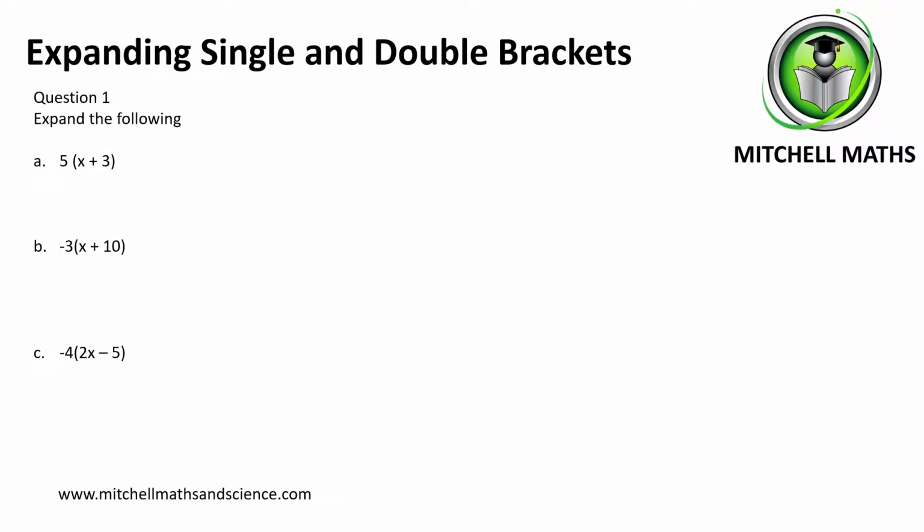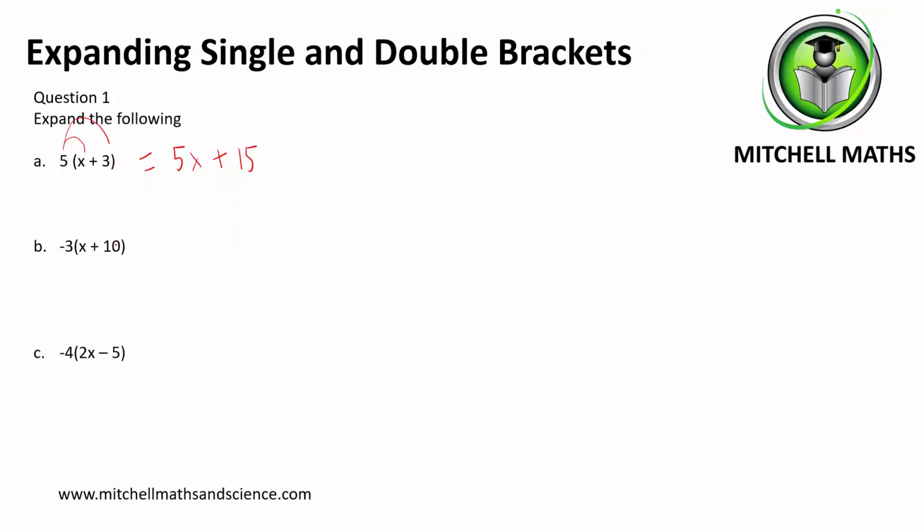So we're going to start off with some more simple single brackets. The number outside the single bracket needs to be multiplied by everything inside the bracket. So what I like to do is just draw a line here. So we've got 5 multiplied by x. That will equal 5x. And we've got 5 multiplied by 3. And it's positive, so positive times a positive is a positive, so it's plus 15.